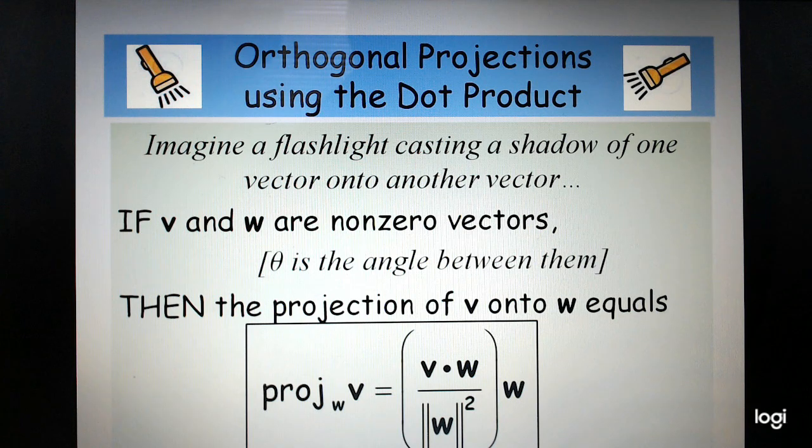Okay, so this is the first new thing. So it's orthogonal projections using the dot product. And this is going to get a little bit involved, so this video will be short, and there'll be a third one on another topic shortly. So again, imagine a flashlight casting a shadow of one vector onto another vector. Okay, so if vector v and w are non-zero vectors, with theta the angle between them, then the projection of v onto w equals this.